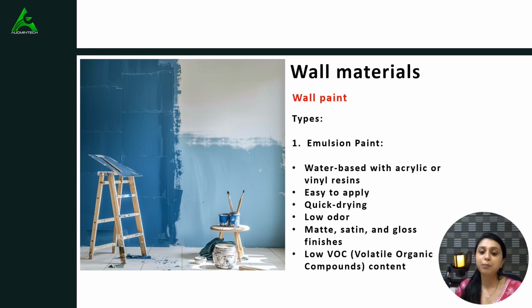Now, this can depend on the type of design that you are creating or type of function that you have in the space. Maybe you want to create a space which is very soft and neutral. Maybe you want to use matte only. Then maybe a space is there where you want to have a very lustrous effect. There you can go for gloss finish. So that was about emulsion paint.